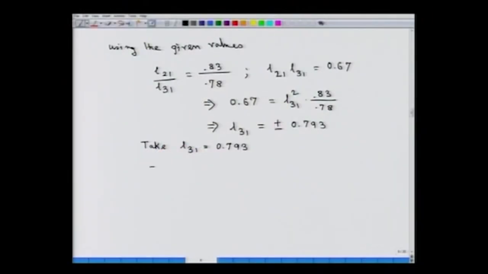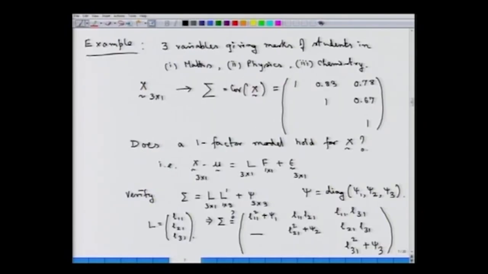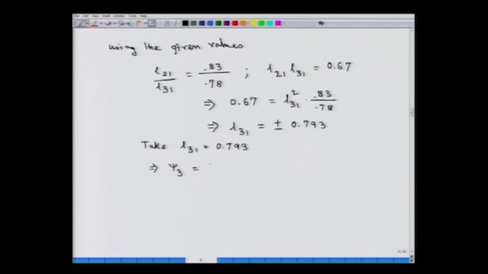Now, from here, this implies psi 3. Look at this expression: L31 square plus psi 3 is equal to 1. So psi 3 is equal to 1 minus L31 square, which using this L31 value is 0.370. The square of this quantity subtracted from 1 gives us this. Now, psi 3 was supposed to be the specific variance of the ith specific factor, which was supposed to be positive, and it is in this particular case.